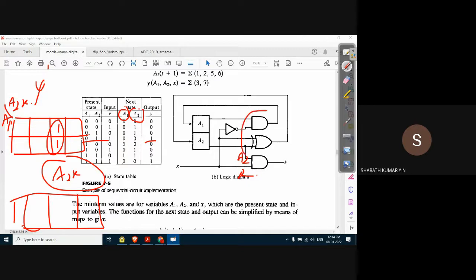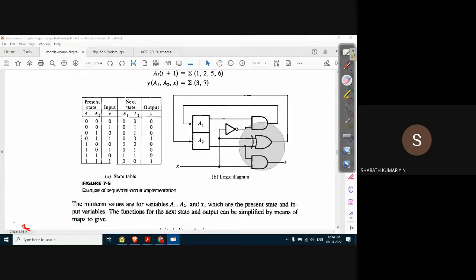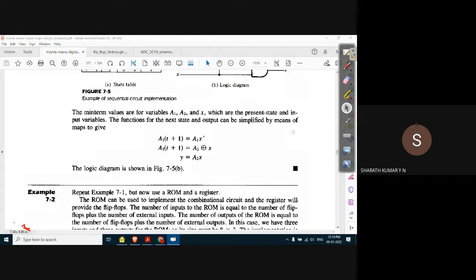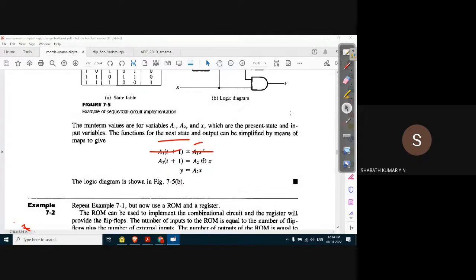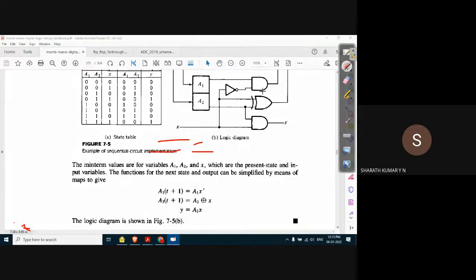After simplification, the author has shown the equations like this. A1 of t plus 1, the next state, is A1 times X dash. A2 of t plus 1 is the XOR operation of A2 and X. This is A2 and this is X. Similarly, Y is A2 AND X. That's all. So that's how we are going to implement Boolean expressions using the sequential circuit.